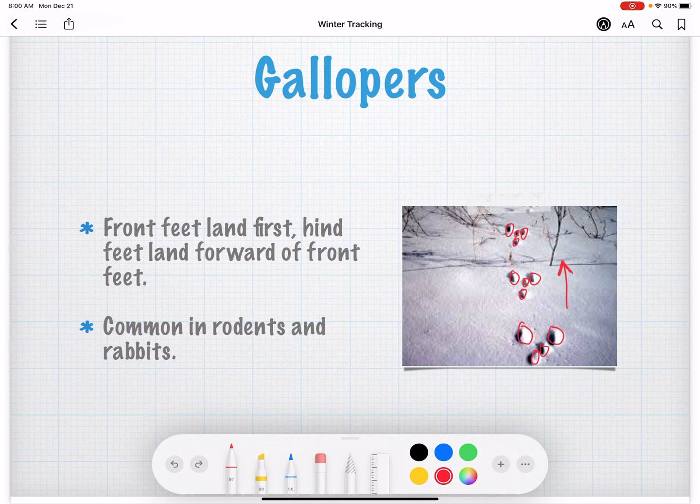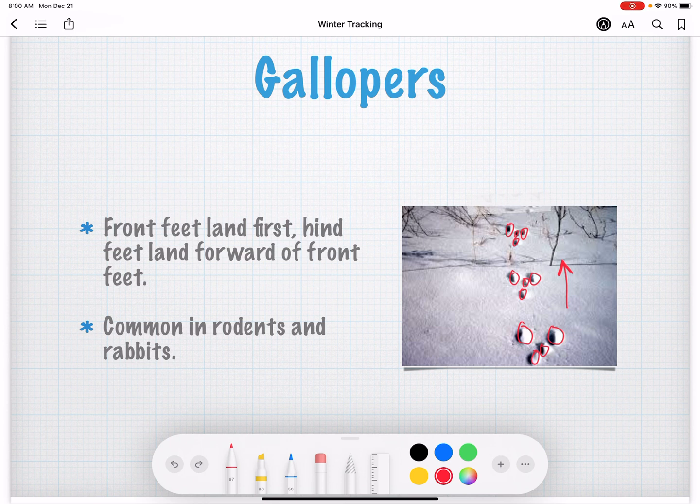And this is super common in rodents as well as members of that order Leporidae, or the family Leporidae, the rabbits, right? Snowshoe hare, New England cottontail, and all of our rodents.